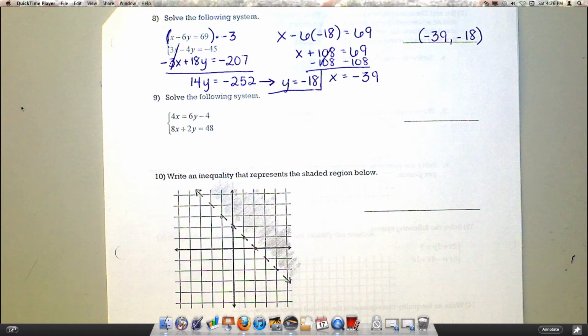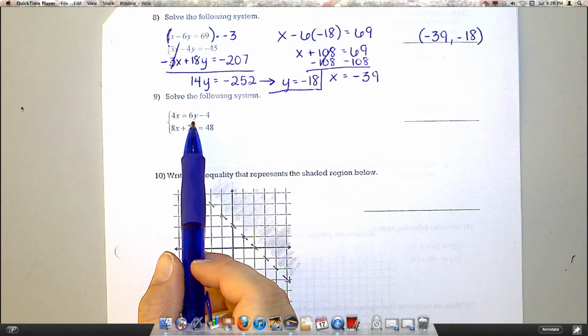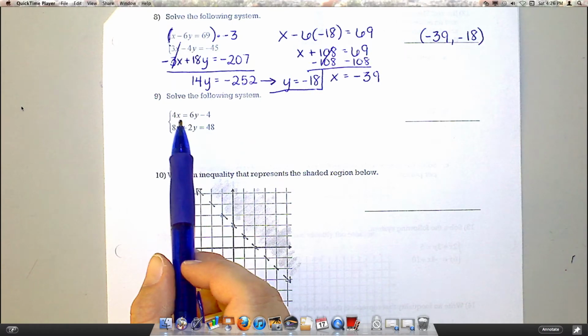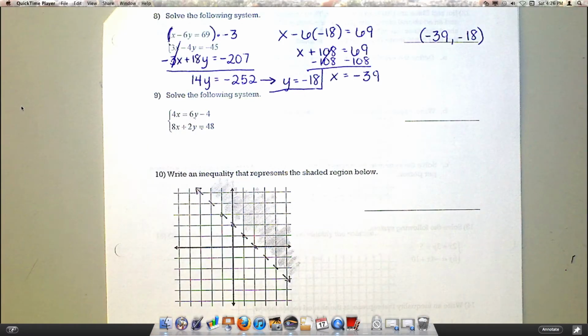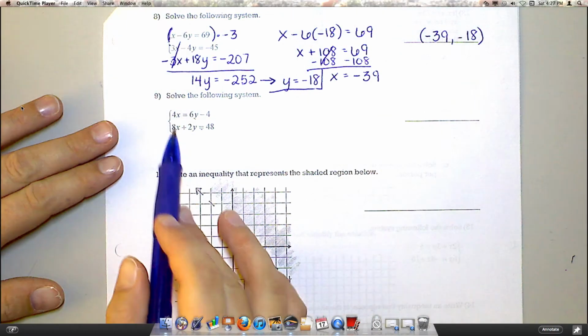Alright, so I've done elimination on the last two of these types of problems, so I'll go ahead and do substitution for number 9 just so you can see. Again, it is totally your choice. What I do want to point out here is that if you chose to use elimination, the equal signs do not line up. So before you could do elimination, you would need to move this 6y to the other side of the equals.